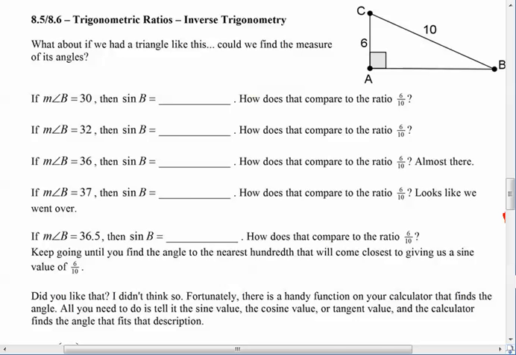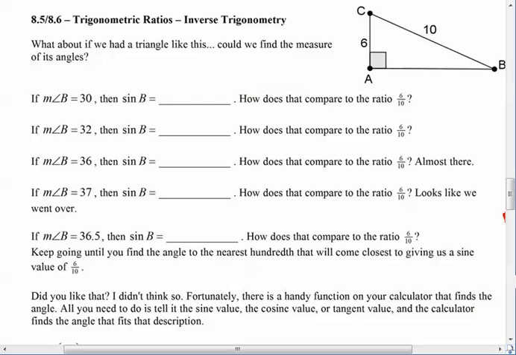Okay guys, welcome to the second part of the 8.5, 8.6 geometry notes. So I'm on the third page of the packet that you were given. And we've been talking about trigonometric ratios and learning about how if we know an angle and one side of a right triangle, we can figure out the other two sides.